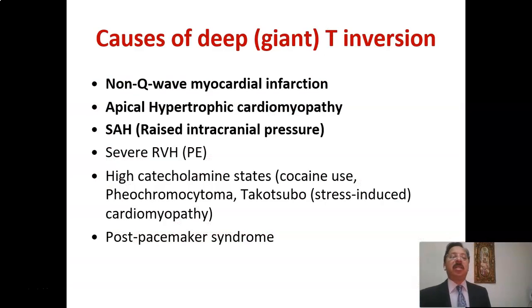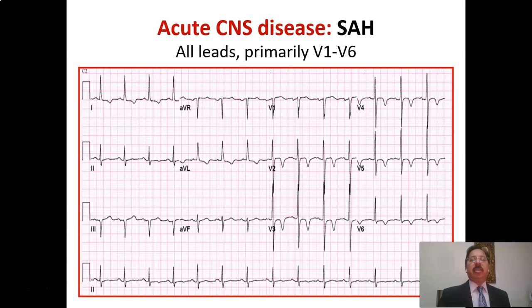So there may be many causes. The most common cause is non-Q wave myocardial infarction, atypical hypertrophic cardiomyopathy, subarachnoid hemorrhage because of raised intracranial pressure, severe right ventricular hypertrophy, and pulmonary embolism, high catecholamine states, for example, cocaine use, pheochromocytoma, stress-induced cardiomyopathy, which is called Takotsubo cardiomyopathy, and pacemaker syndromes can also produce the deep giant T wave inversions.